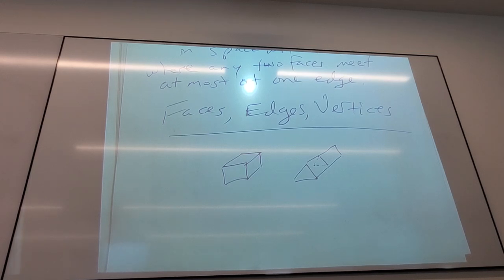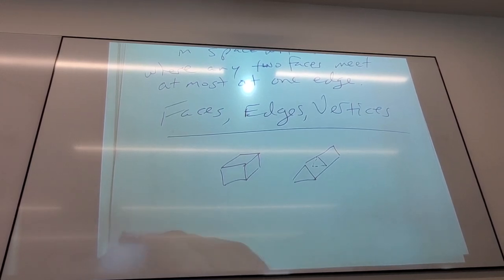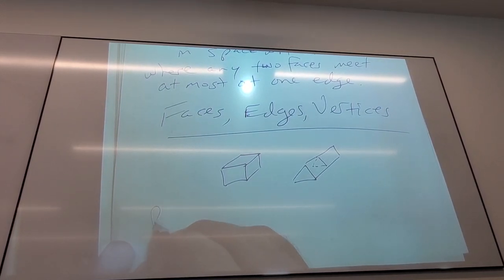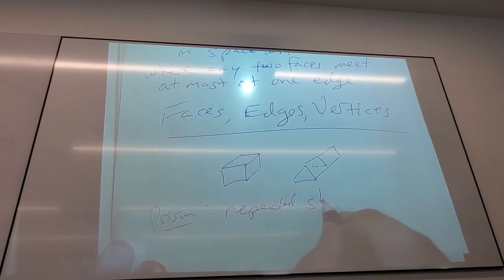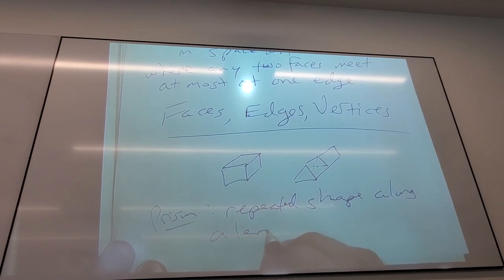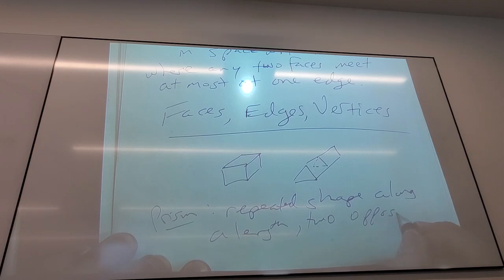All right, I'm not going to continue going on with prisms. I think you guys get the idea. So a prism: a repeated shape along a length. Two opposite faces are identical.